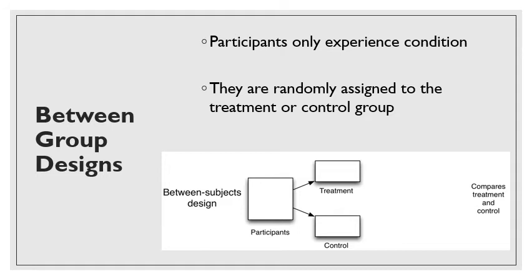So, in between subject designs, participants only experience one condition. Let's go ahead and look at our image at the bottom here. The square that says participants is essentially our sample that's been pulled from our population of interest. Then, we randomly assign, which means we use some sort of random number generator or rolling of a die or flipping a coin to assign participants to either a treatment or a control group.